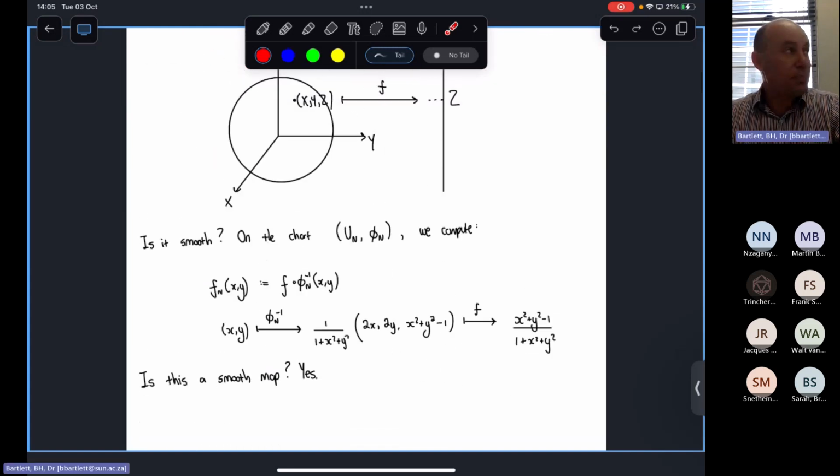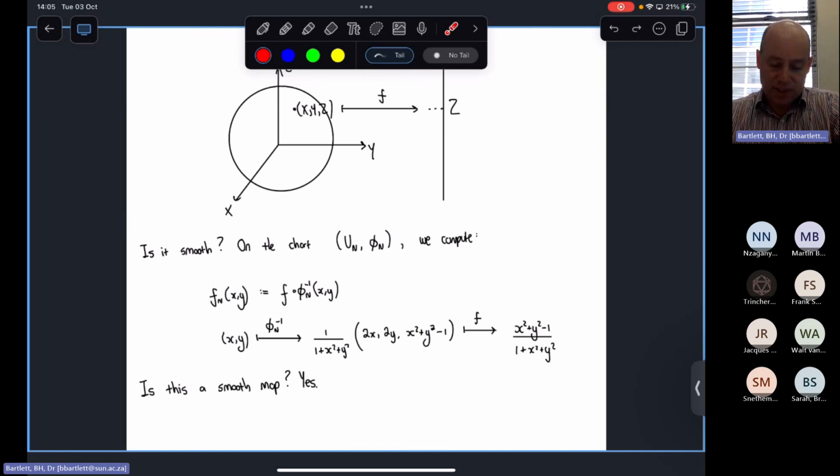Okay, we did an example of a smooth function on S2, just the function which reads off the z coordinate. And we saw that in one of the charts, the Northern Hemisphere stereographic projection chart, it sends xy to x squared plus y squared minus 1 over 1 plus x squared plus y squared. So this is a smooth function. So that's why this is a smooth map.